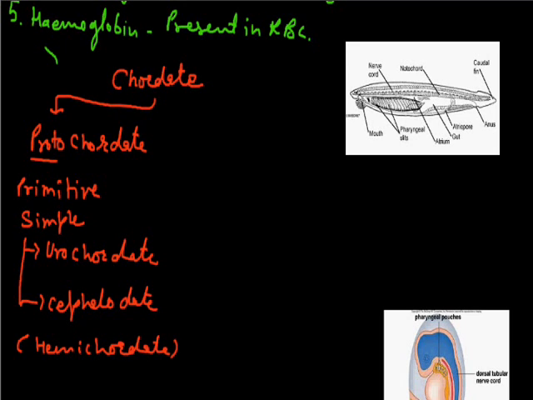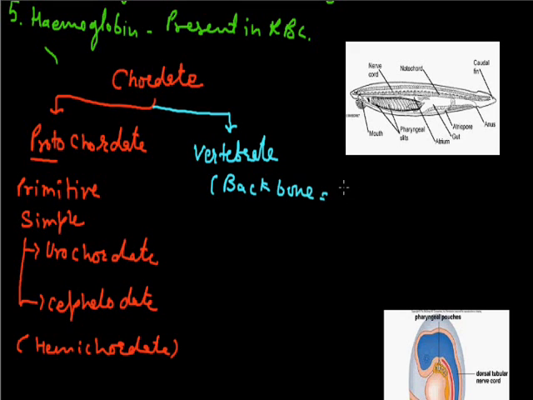Next, we call them advanced animals, vertebrates. Vertebrates are animals having a backbone, which technically we call the vertebral column. The animals which have the backbone we call vertebrates.